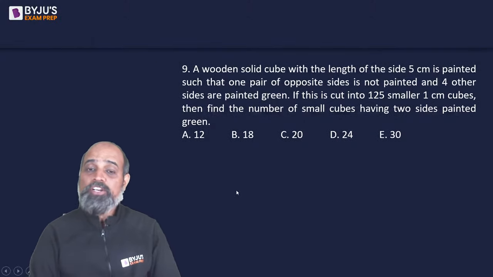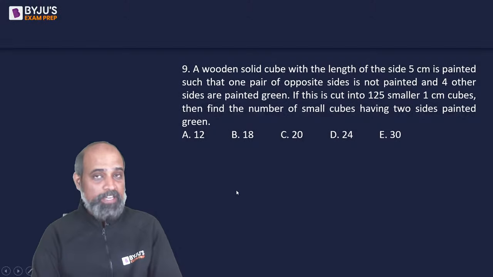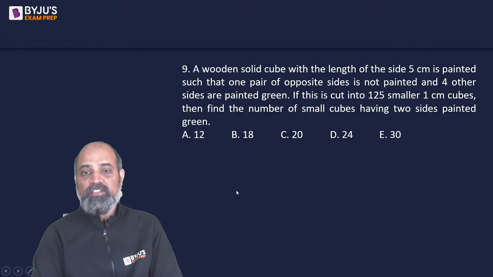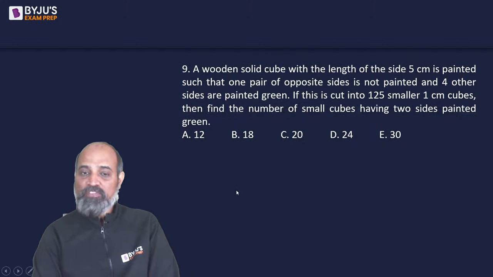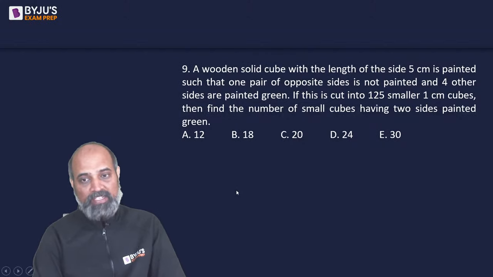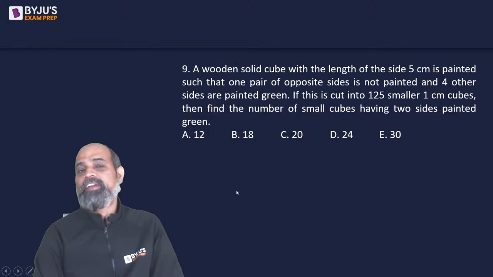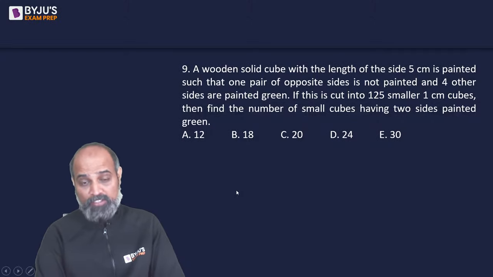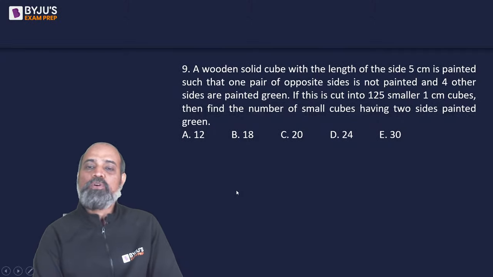A wooden solid cube with the length of the side 5 centimeter. So here the dimension is already given, 5 centimeter. It is painted such that one pair of opposite sides is not painted and 4 others are painted green. If this is cut into 125 smaller 1 centimeter cubes, which was obvious, then find the number of small cubes having 2 sides painted green.